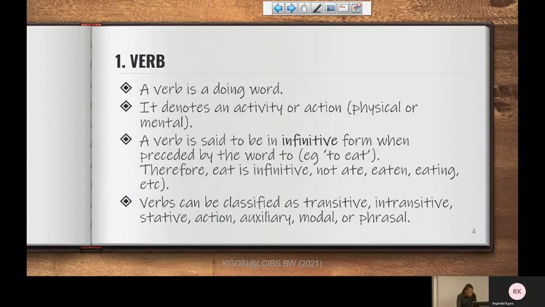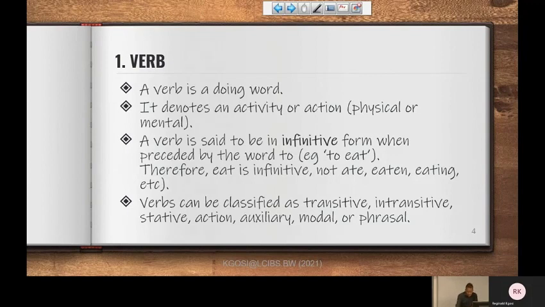So a verb is a doing word. It denotes an activity or an action, be it physical or mental. It doesn't really discriminate. Physical, I think, is straightforward there. Walking, talking, these are things that you actually do. And then when you talk of mental activities, thinking, maybe dreaming, things that you don't actually physically do, but they do take place, right? So these are also activities, even though they're not physical.